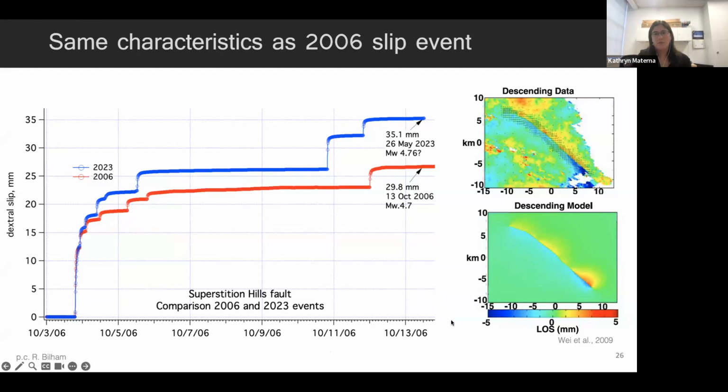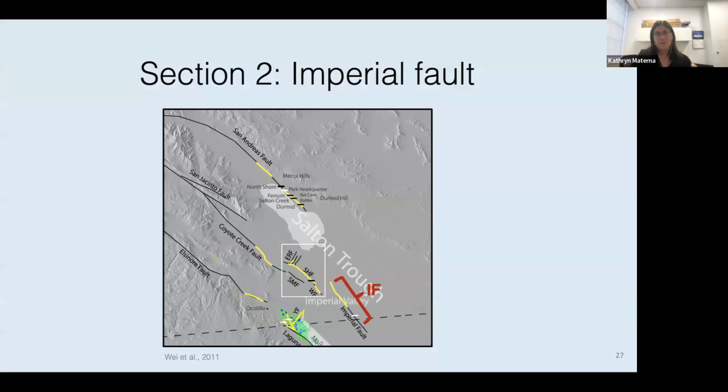It's likely they're also similar in space, but the quantitative comparison between these two events is very interesting and still ongoing by some of the folks on this call. So that kind of summarizes the observations and a little bit of interpretation that we have for the 2023 Superstition Hills creep events. And then next, I want to bring our attention for a few minutes to a smaller creep event that took place about a month before in the Imperial Fault.